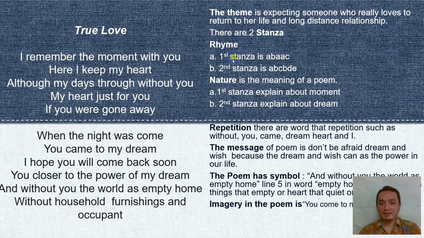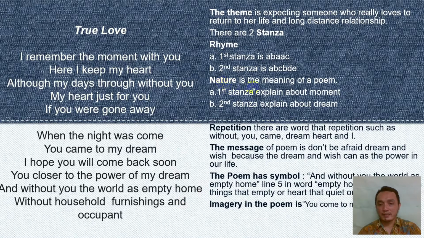The rhyme in the first stanza is A B A A C. So A B A A C, this is called rhyme. And the second stanza is A B C B D E, E M N E end. Home, come, trim, soon, trim, home, end.